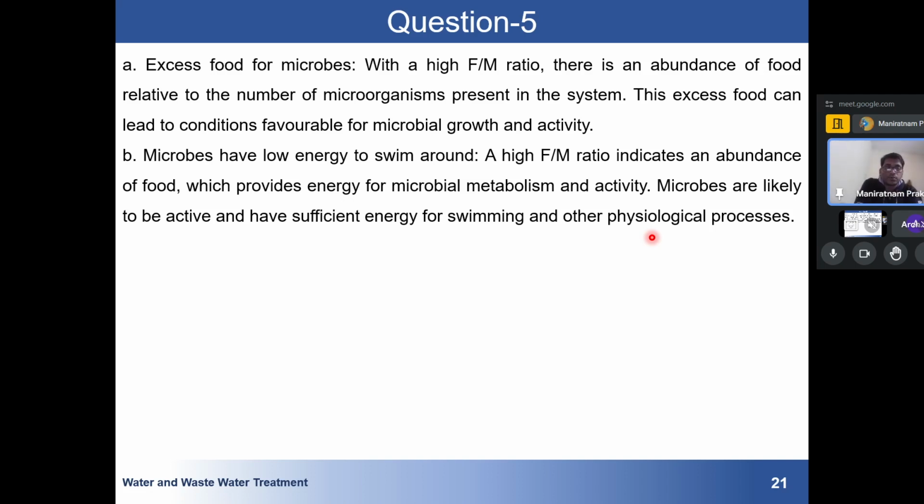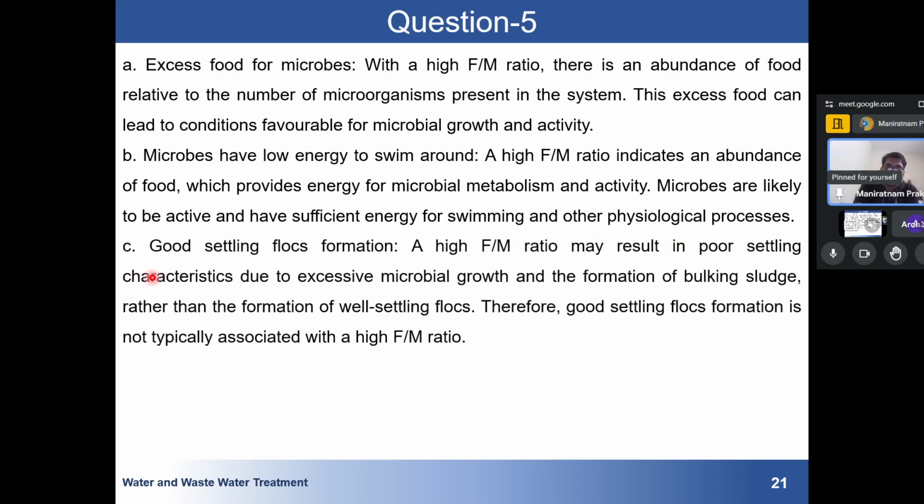Sorry, the amount of food. So the statement is clear. A high food by mass ratio indicates an abundance of food which provides energy for microbial growth, metabolism and activity. Microbes are likely to be active and have sufficient energy for swimming and other physiological processes.